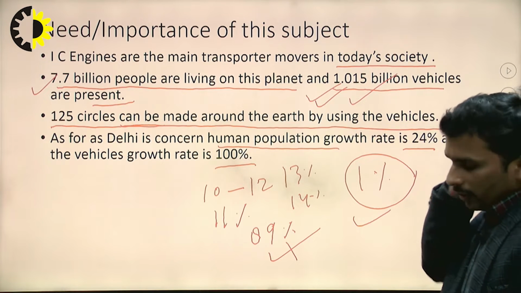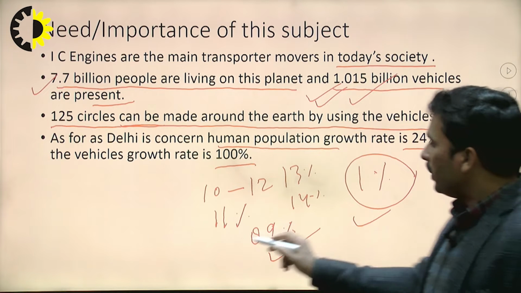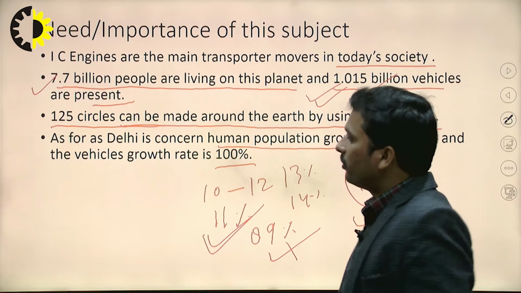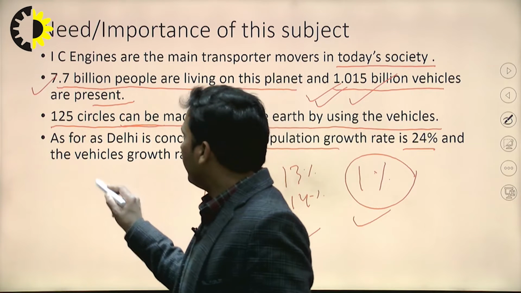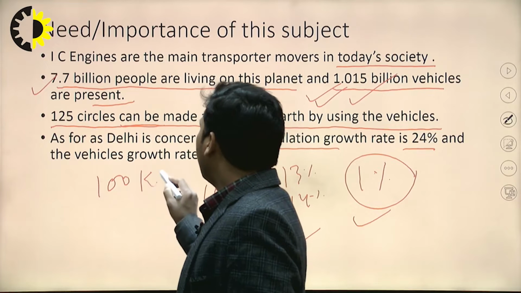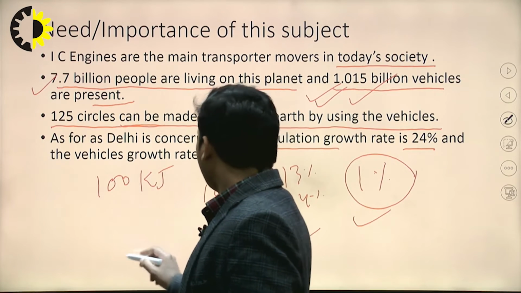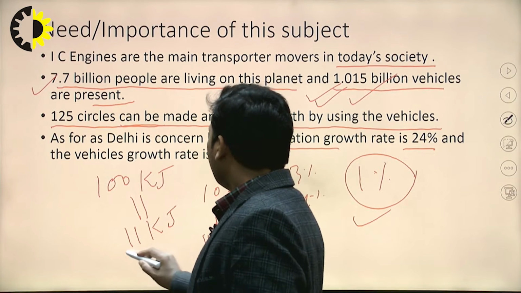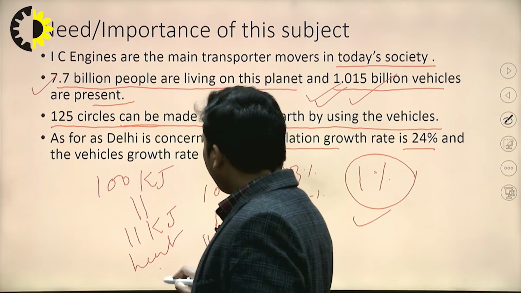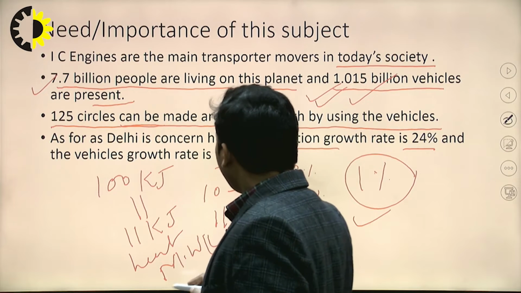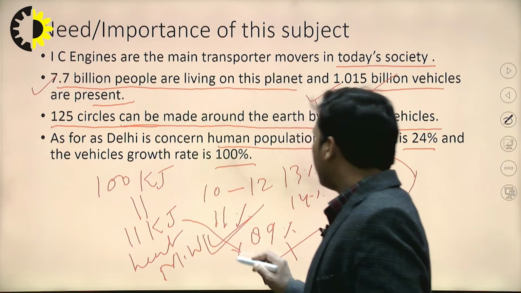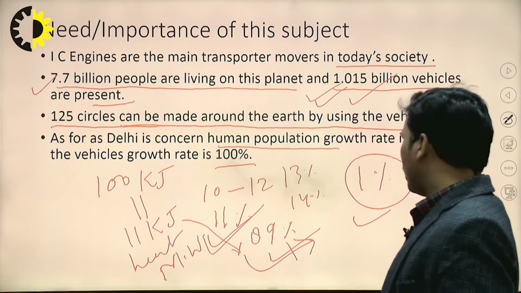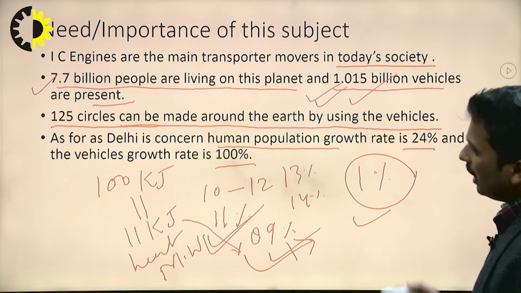It means if the efficiency of the two-stroke engine is 11%, and we are supplying 100 kilojoule of heat to the engine, only 11 kilojoule of heat is converted into mechanical work, and the remaining 89 kilojoule of heat is transferred to the atmosphere through different sources, through the silencer, through the exhaust gases.